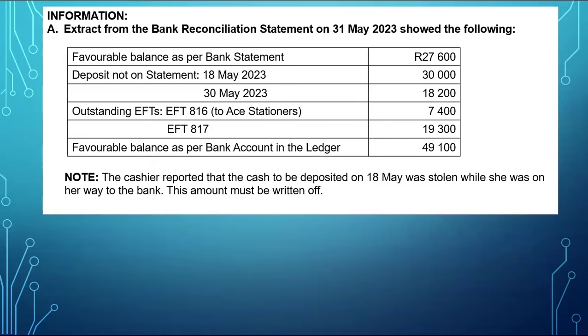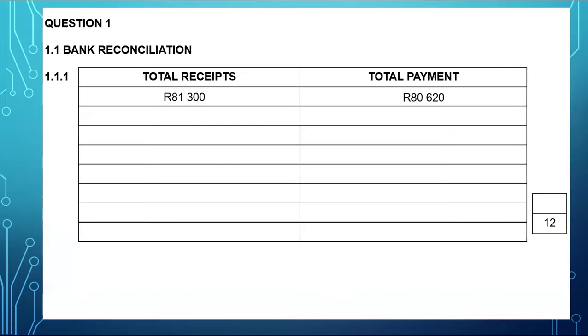The note says the cashier reported that cash to be deposited on the 18th was stolen while she was on her way to the bank. This amount must be written off. As I've said, they are talking about this amount, which is 30,000. It has already been recorded in the CRJ. It'll never appear in the bank statement because this deposit was never made. It was stolen as the cashier was going to the bank to deposit it. Since it was made in the CRJ and we will never get it back, to cancel that amount, we are going to record it in the CPJ.